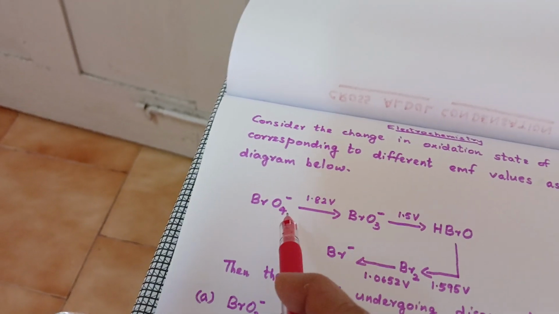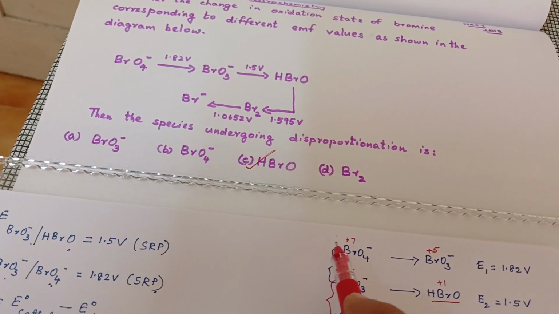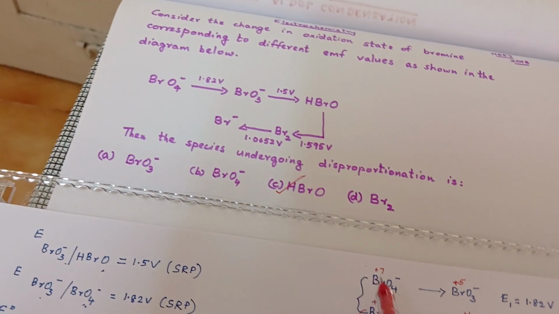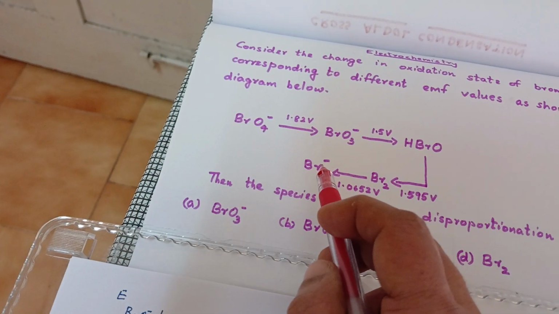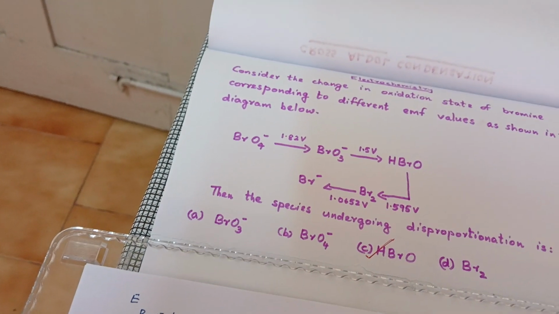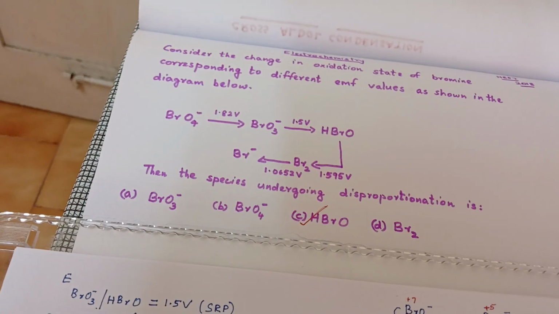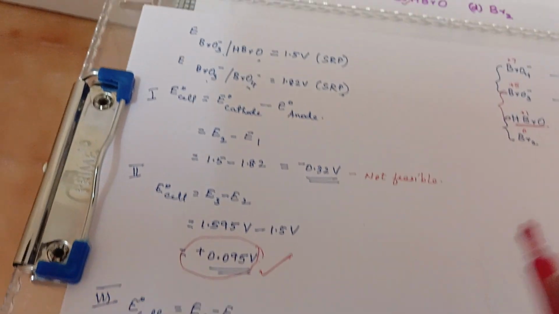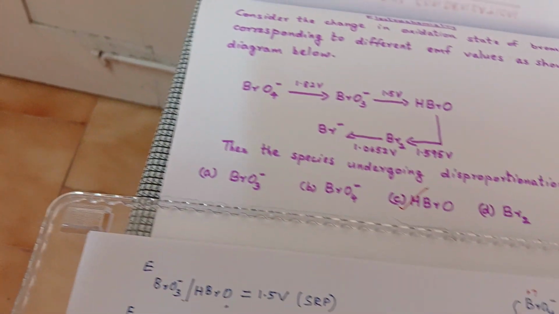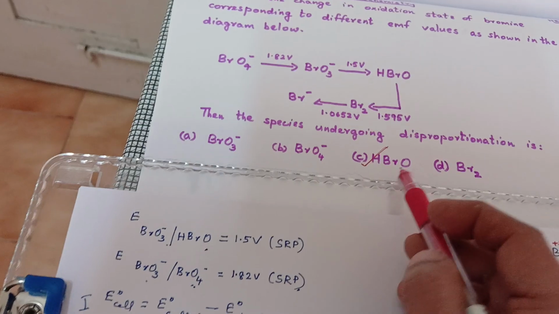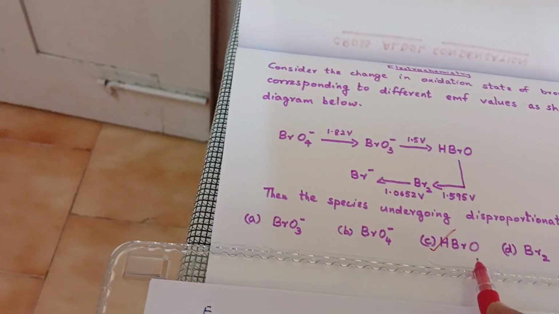The others, of course, BrO4 minus, bromine is in its maximum oxidation state. It cannot be oxidized any further. So disproportionation will not take place there. Now in the case of Br minus also, it is in its least oxidation state. It cannot be reduced any further. So those can be ruled out. And the others, we have ruled them out because they are not undergoing disproportionation. So only HBrO is the one which is undergoing disproportionation reaction.